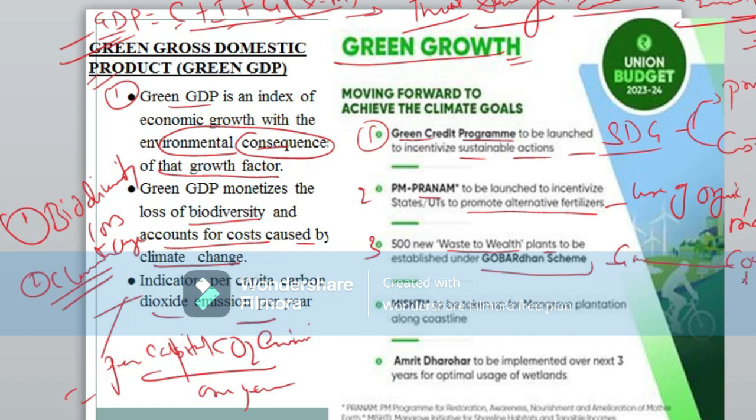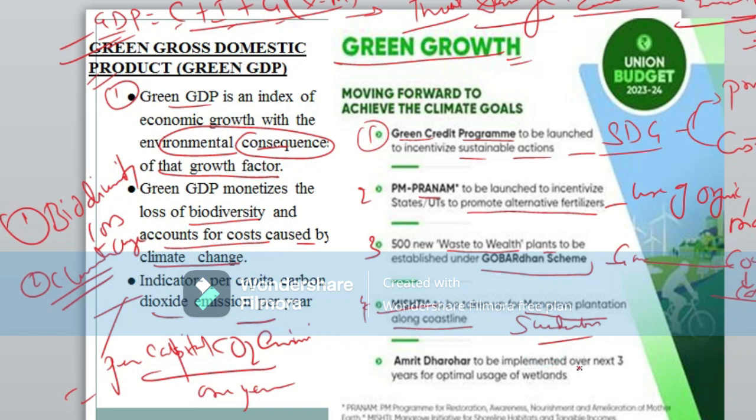So cow dung is to be utilized as cow dung cake as a fuel, and for biogas. A provision to implement the Gobardhan scheme has been made and it has started. So there is cow dung as a fuel and cow waste as LPG. Now the Mishti scheme is also there, which is for mangrove plantation along the coastline. Mangroves are seen in the Sundarbans area.